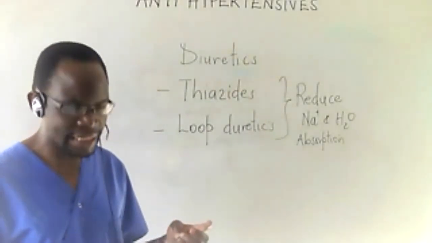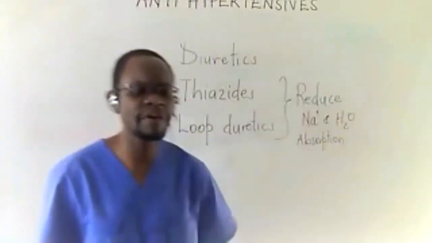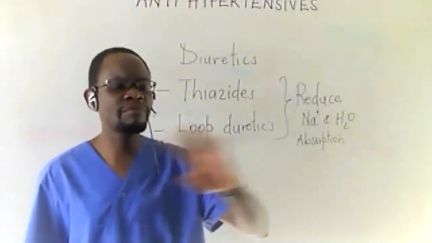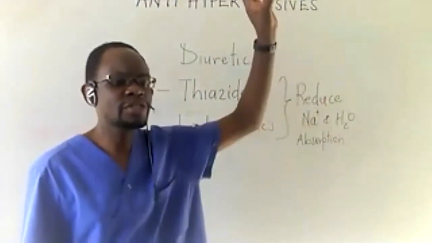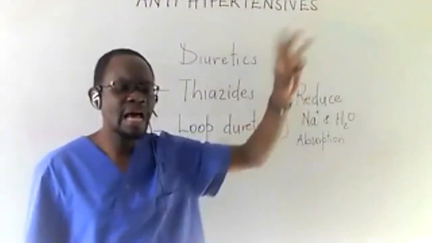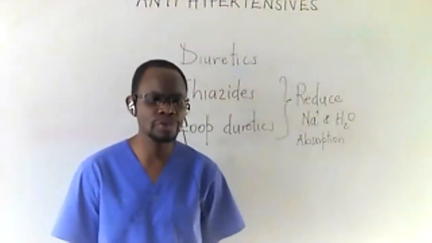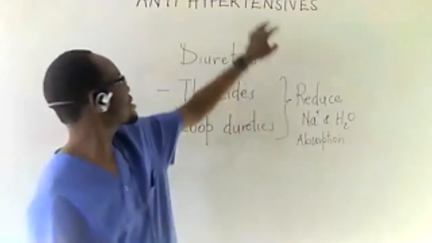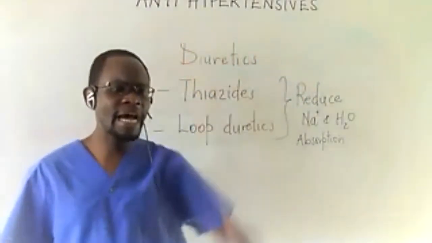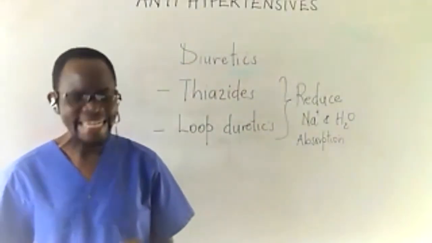It is also very important for you to know that all those drugs that we have mentioned, starting from sympatholytic, centrally acting agents, up to the diuretics, are all used as antihypertensives, but you cannot use all of them at the same time.